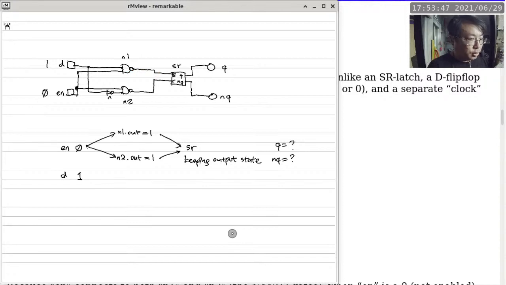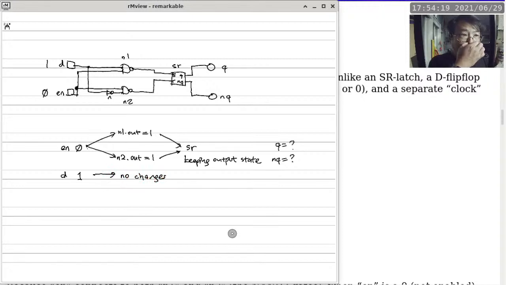The same analysis also works for N2, because N2 has one of its inputs connected to EN, and EN is still 0 at this point. So even though D is now a 1, which means the output of this NOT gate is a 0, that is not going to change the output of N2. N2 is going to maintain its output as 1. So basically there's no change whatsoever.